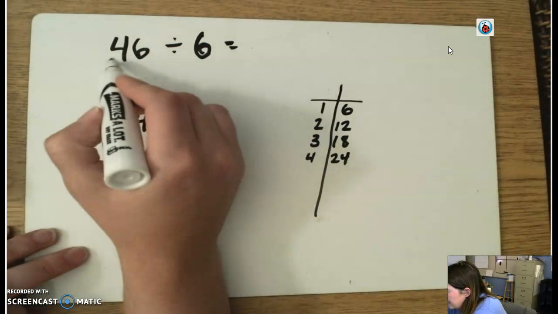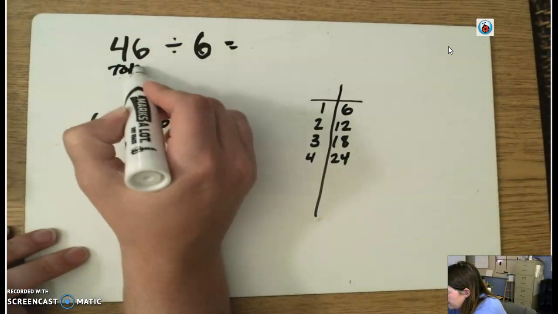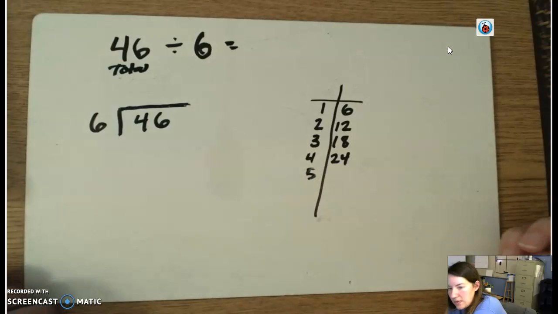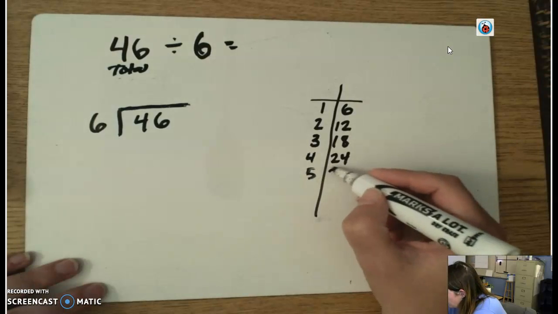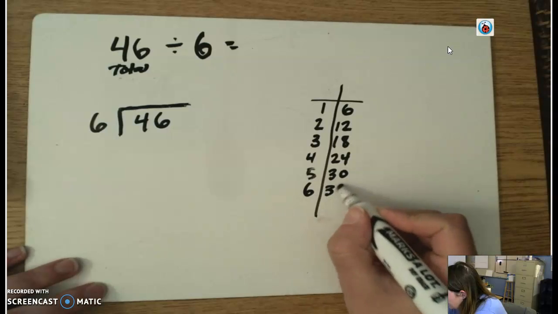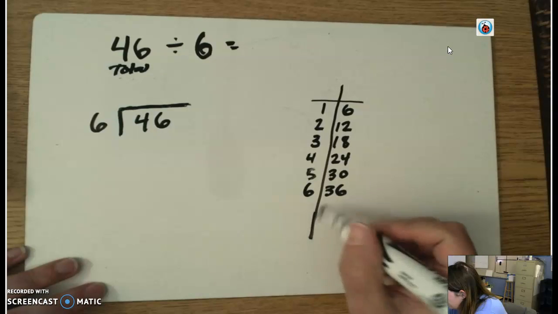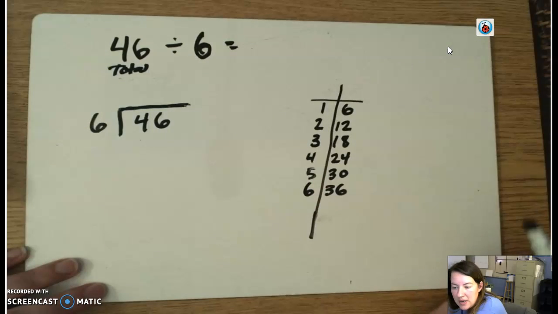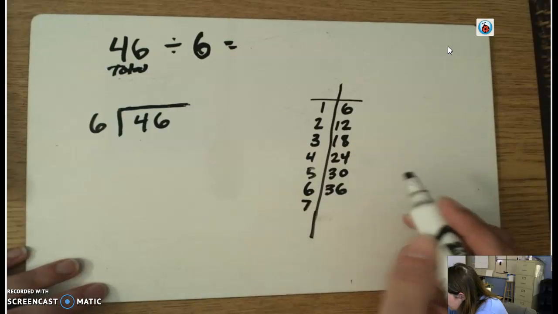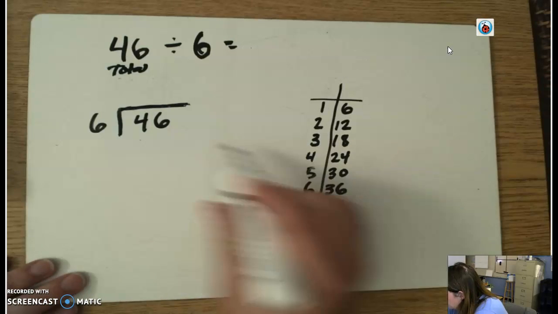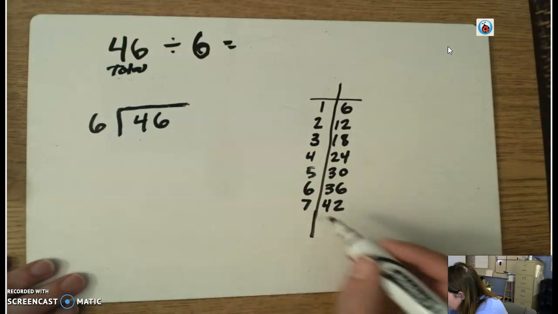Remember, I have 46 total pieces. All right, how much is 5 groups of 6 going to be? It's going to be 30. If I had 6 groups of 6, that would be 36. So I can still do 6 groups. So I have 36 pieces. Remember, I've got 46 pieces, so I can make all of these. 7 groups of 6 would be 42. So I can make 7 groups because I've got 42.